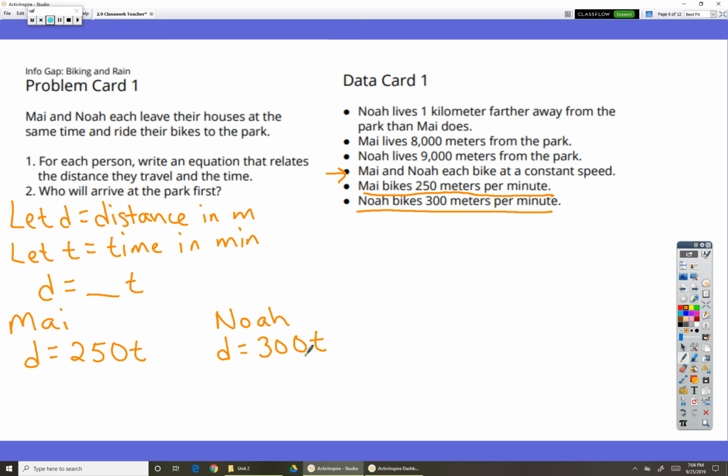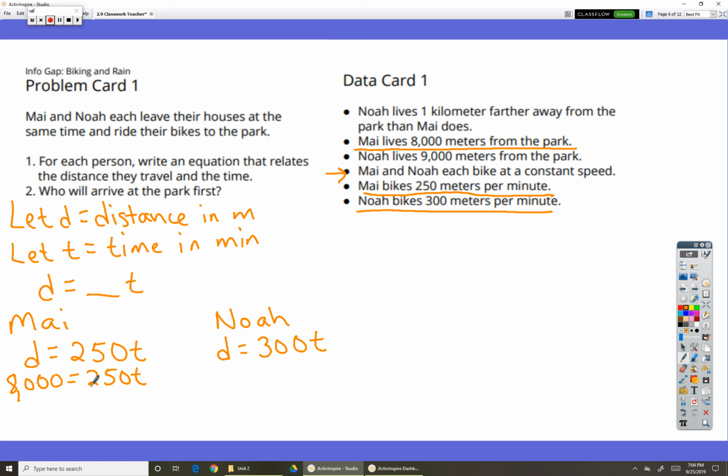Now, if I want to know who's going to get there first, I need to know how long it's going to take each of them. It doesn't tell me that on the data card, but it does tell me that May lives 8,000 meters from the park. So that's the distance that she's going to have to travel. So I'm going to go down to May's equation, and I'm going to say, okay, May's distance is 8,000 meters. So I'm going to say 8,000 equals 250 times T.